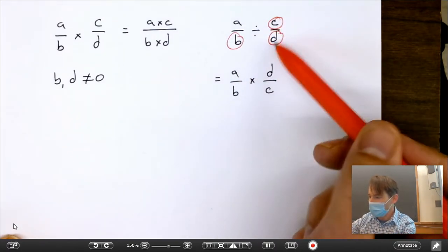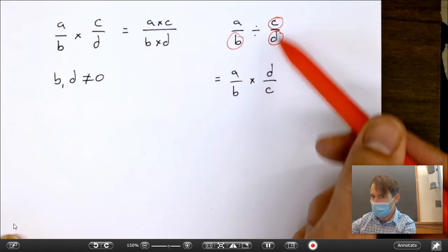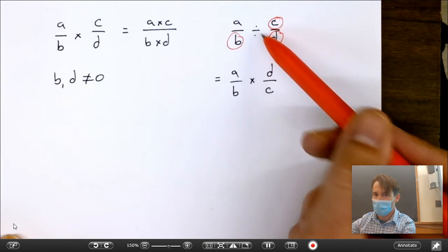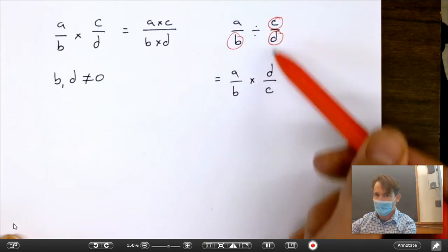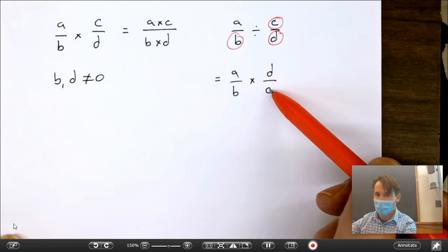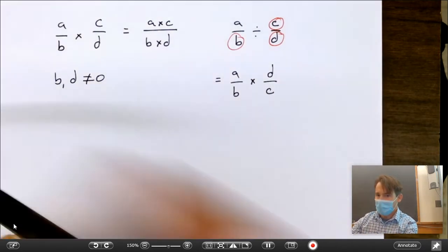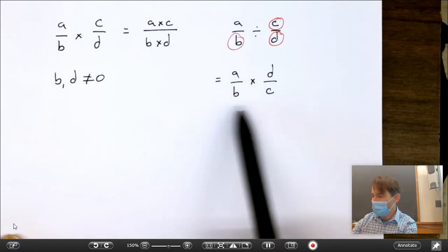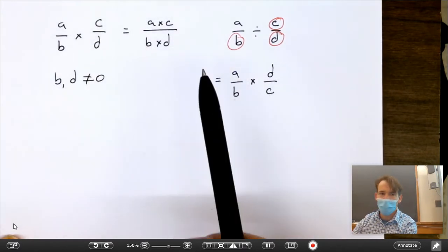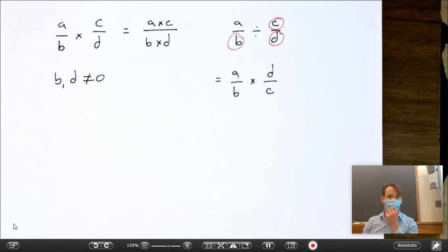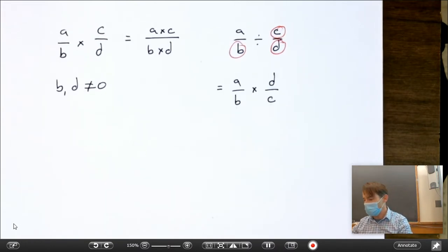Notice that top and bottom here both have to be non-zero when I'm dividing by a fraction, because it was a denominator here, and then I flipped it and multiplied, and the numerator became a denominator. And then here I would just do A times D over B times C, just like this. That's multiplying and dividing fractions. So just to review, and we'll review adding and subtracting fractions when we get to those types of questions in just a moment.